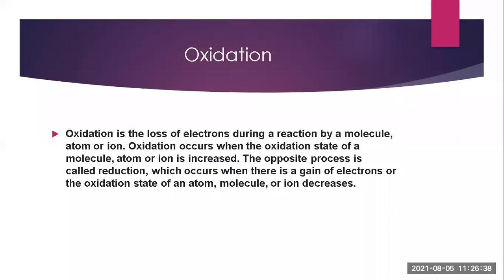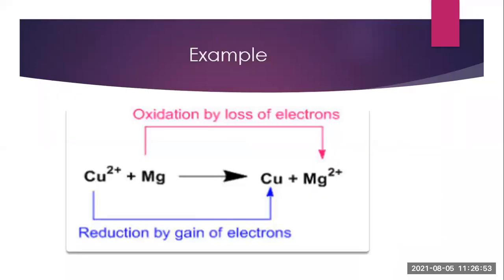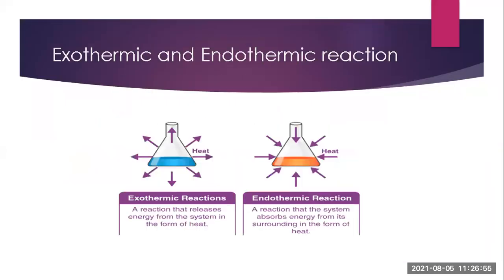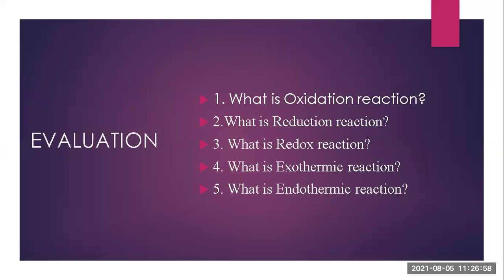Oxidation is what? It is the loss of electrons during a reaction by a molecule, atom or ion. So oxidation occurs when the oxidation state of a molecule, atom or ion is increased. Then comes the next question: what is a reduction reaction? A reduction reaction is totally opposite of it. Reduction means the loss of oxygen, gain of electrons and gain of hydrogen take place. And in this case, the oxidation state of that particular element or compound will decrease.